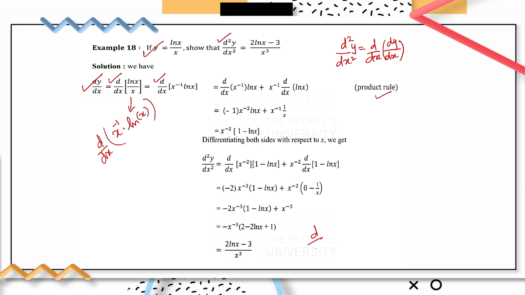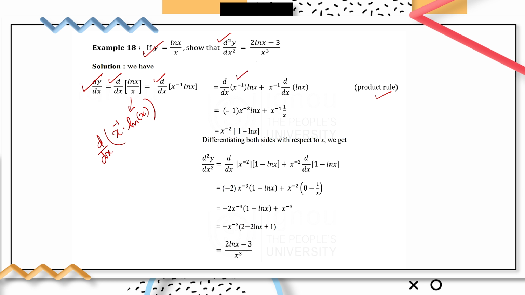The product rule was d by dx of f(x) into g(x) is equal to f(x) into g dash x plus g(x) into f dash x, where g dash x and f dash x are the first order derivatives of the respective functions f and g. So, applying the product rule and applying the respective formula.